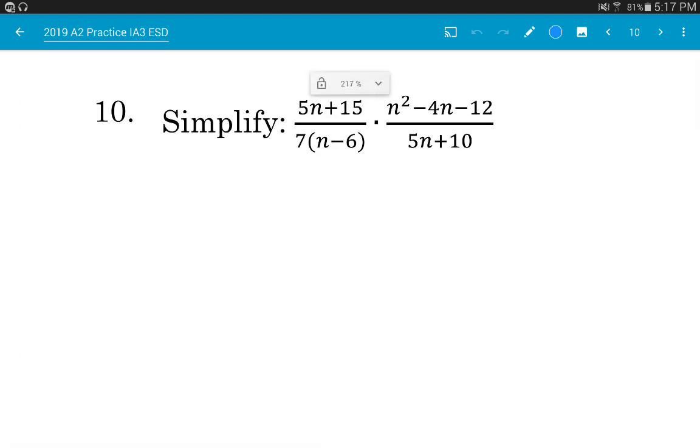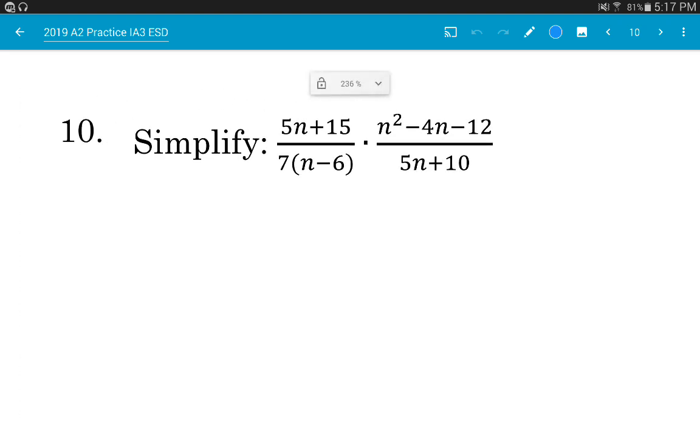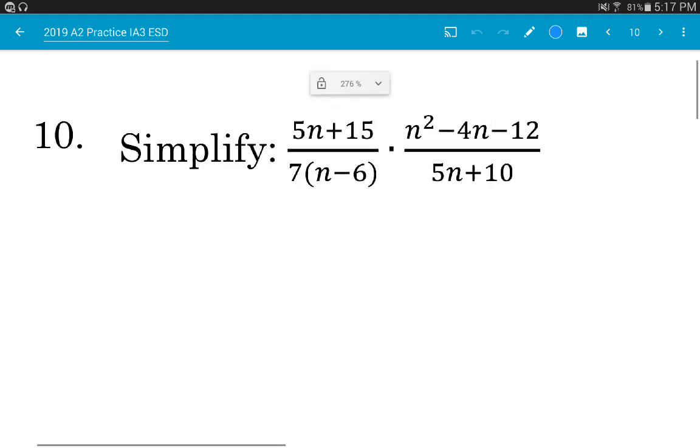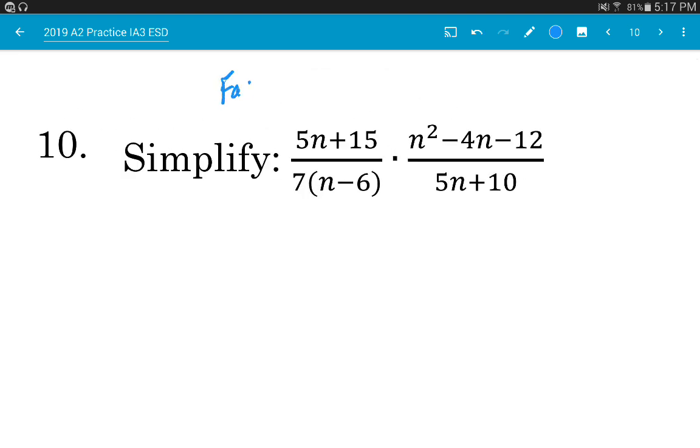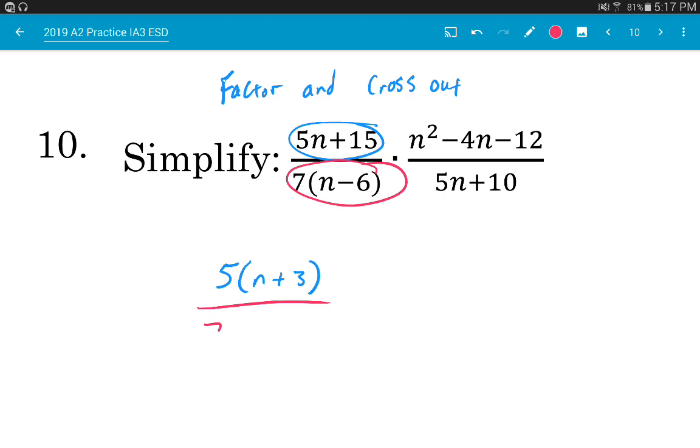For question 10, we're being told to simplify. What that looks like is we're going to want to factor everything, and then we're going to cross out. So let's see. 5n plus 15, those could both be divided by 5. And that gets me 5 times n plus 3. 7n minus 6 is already simplified.